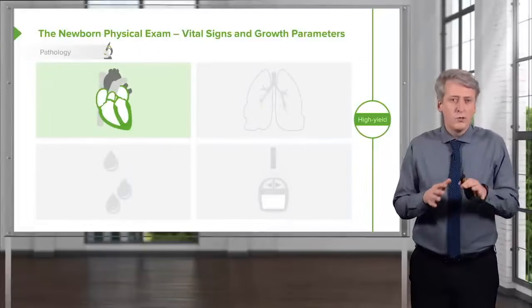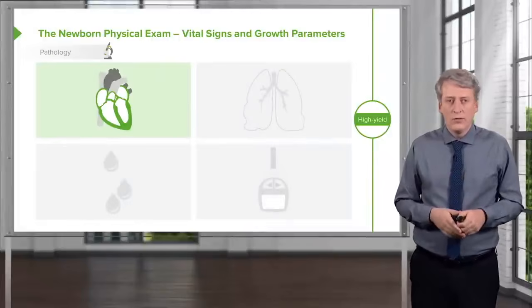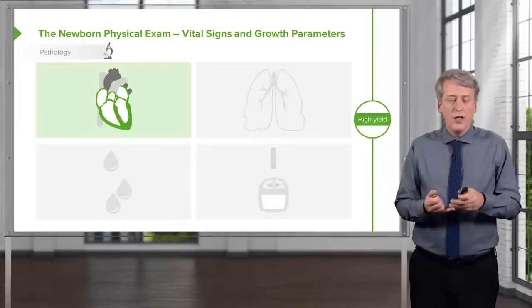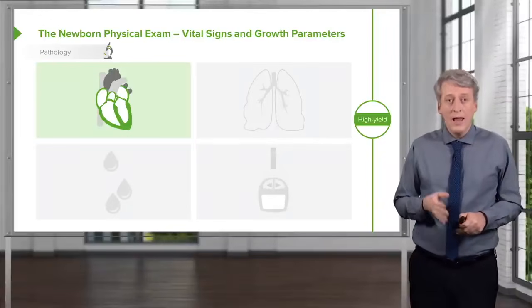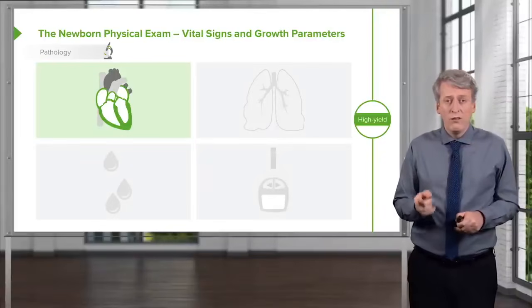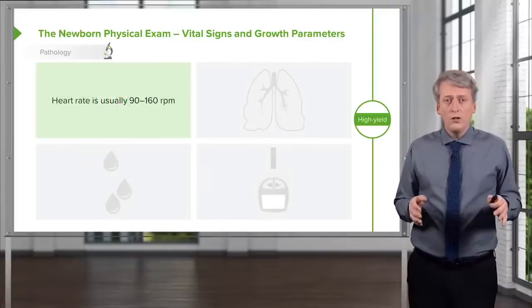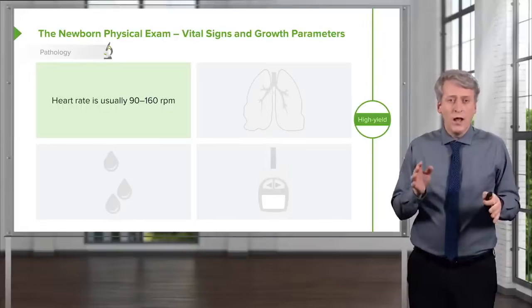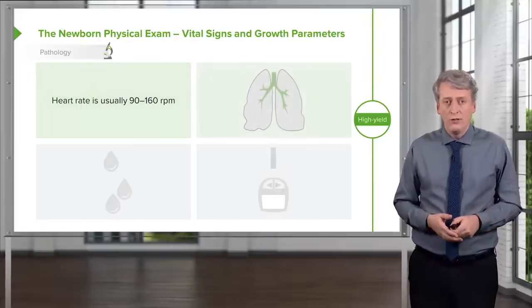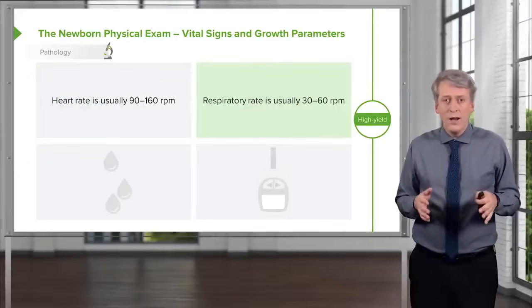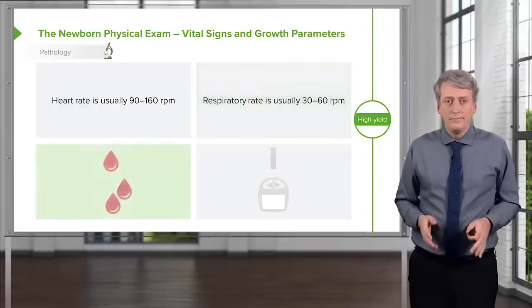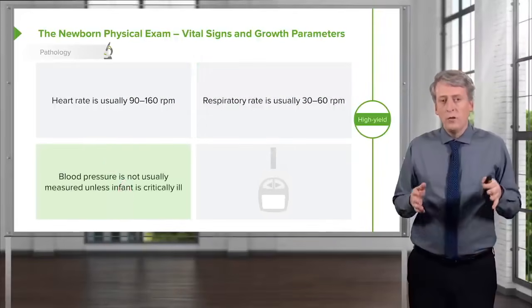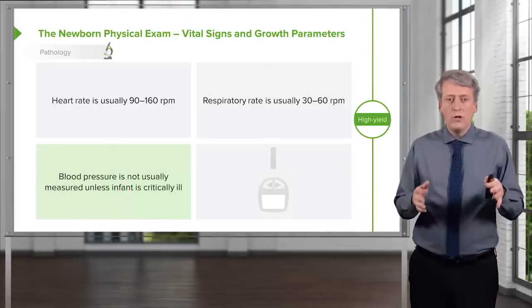First, let's review vital signs and growth parameters. It's important that you have the height, the weight, and the head circumference on every infant you examine. It's also important we review the vital signs. The heart rate should usually be between 90 and 160 in a healthy newborn child. The respiratory rate is usually high, between 30 and 60. That's fine.